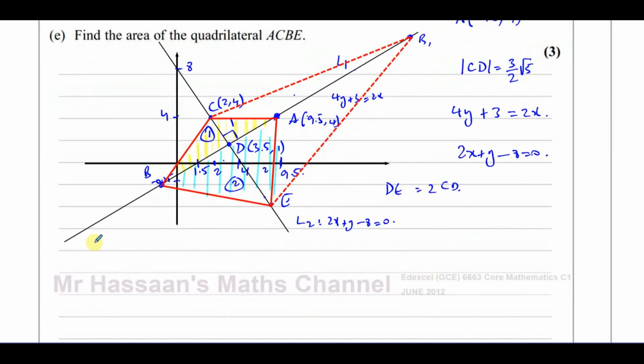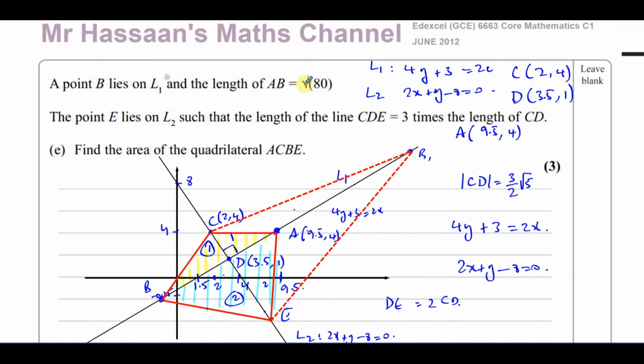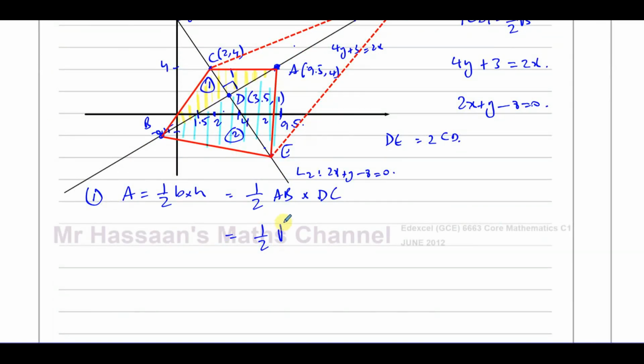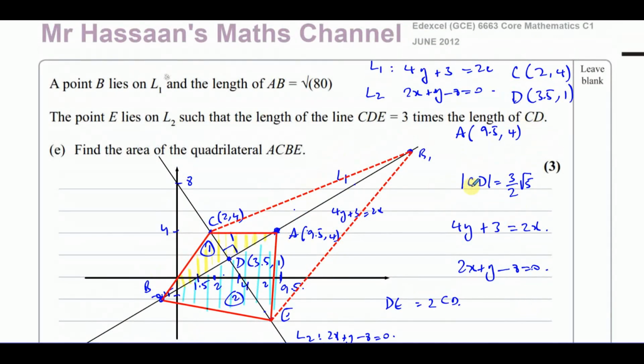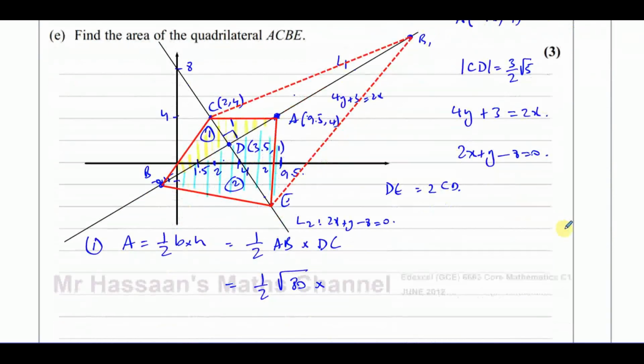So for example, for triangle 1, the area is a half times the base times the height, which is a half times the length of AB times the length of DC. Okay, so that's number 1. We know the length AB, they told us the length AB is root 80. So it's a half times the square root of 80 times DC. DC, we know already from the earlier question, is 3 over 2 root 5. Okay, that's for triangle 1.